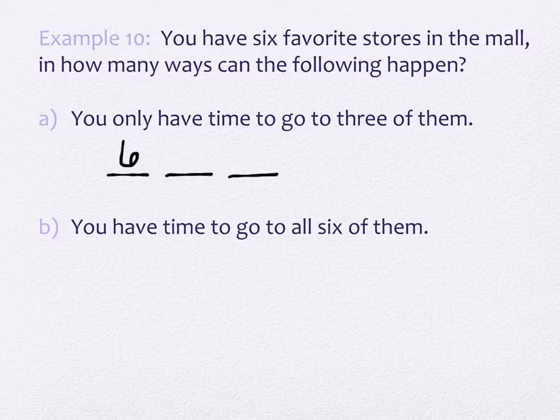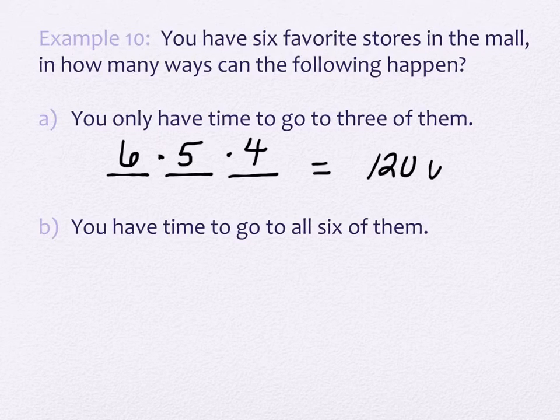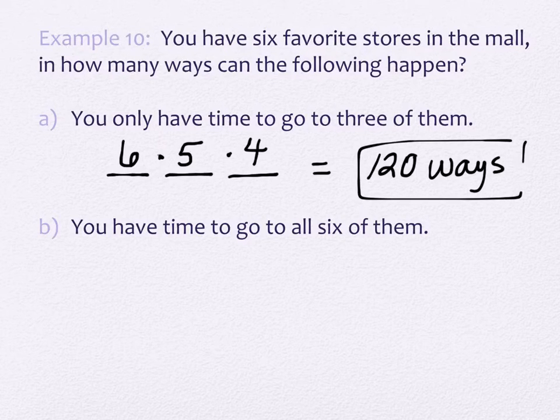You were already there. All right, so after you go to the first store, there's only 5 choices, right? And then after that, there are 4 choices. So we have 6 times 5 times 4, which gives me how many different ways in which I can go to 3 of my 6 favorite stores? 120 is correct. So there are 120 ways or options.